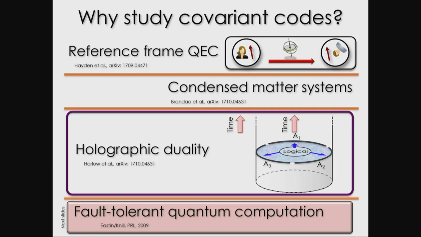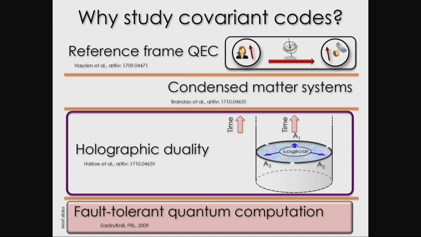Why do we care about this kind of covariant code? Because they appear in multiple scenarios. For example, in reference frame quantum error correction, you have two parties, Alice and Bob, who are unaware of each other's relative orientation in space. Still, Alice wants to send directional information to Bob through a noisy environment, and she wants to do some quantum error correction. In this setup, the problem reduces to covariant quantum error correction, as I explained before, and the task cannot be done perfectly.